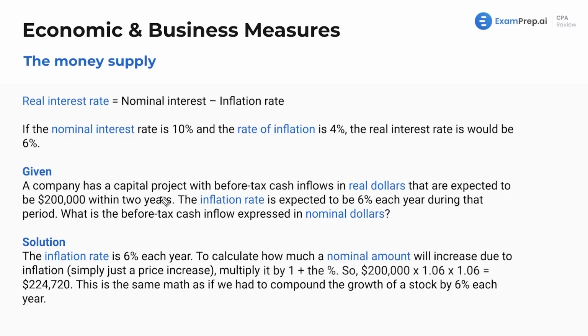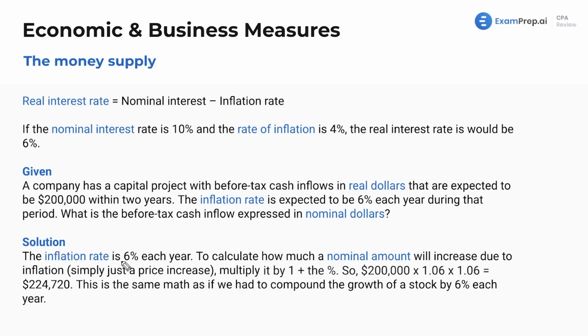Well, a company has a capital project with before tax cash inflows in real dollars that are expected to be $200,000 within 2 years. The inflation rate is expected to be 6% each year during that period. We need to figure out the before tax cash inflow expressed in nominal dollars. Let's take a look at that.